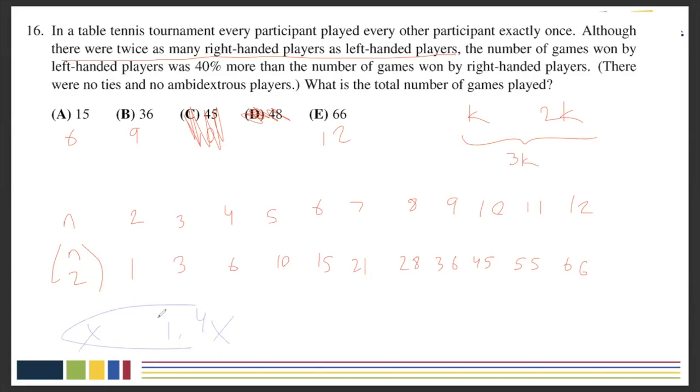So what is the minimum constant we can multiply 1.4 by to give us an integer? We can multiply by 5. So essentially the ratio of games won by right-handed players to left-handed players has to be 5 to 7, so they must be expressible as 5x and 7x. Combining these gives us 12x, which implies that the total number of games played has to be a multiple of 12, or else we couldn't split it in a 5-to-7 ratio like this. And lo and behold, 15 is not a multiple of 12, and 66 is not a multiple of 12. So our answer has to be B, 36.